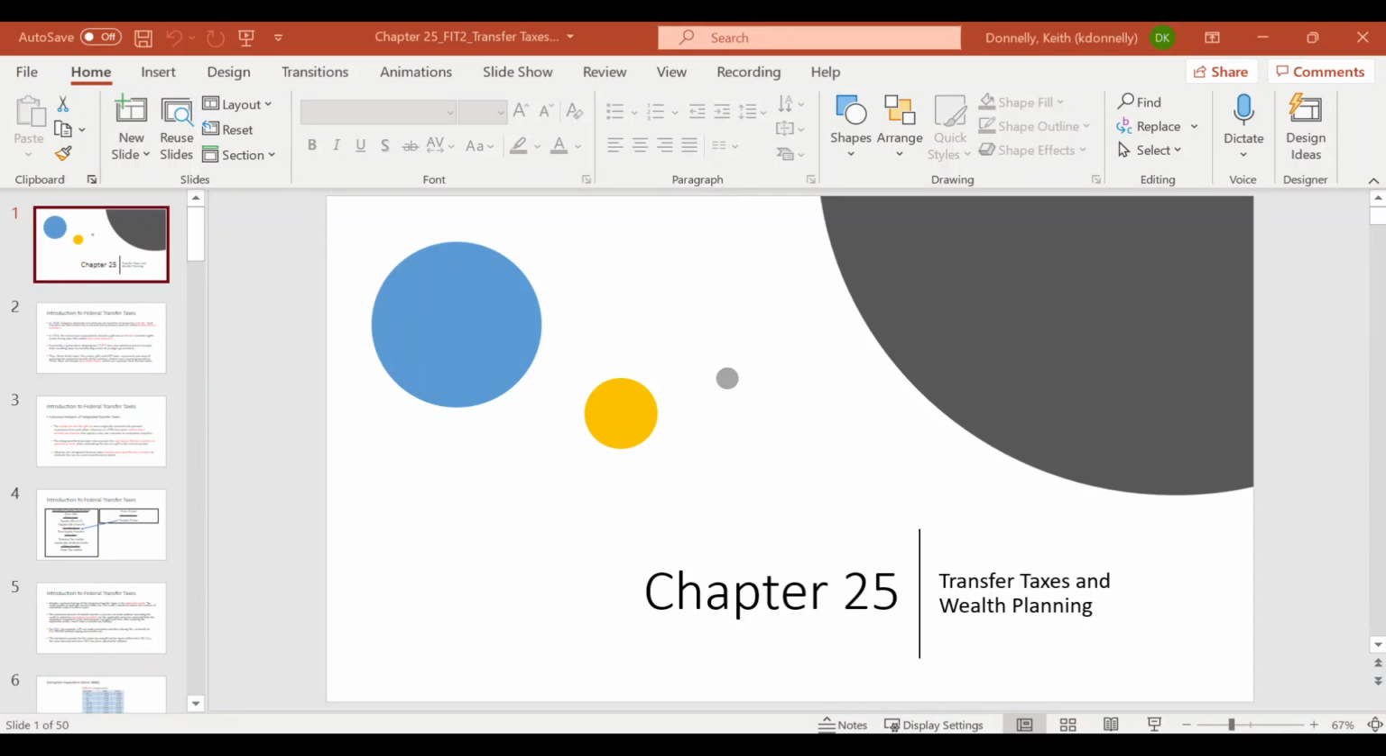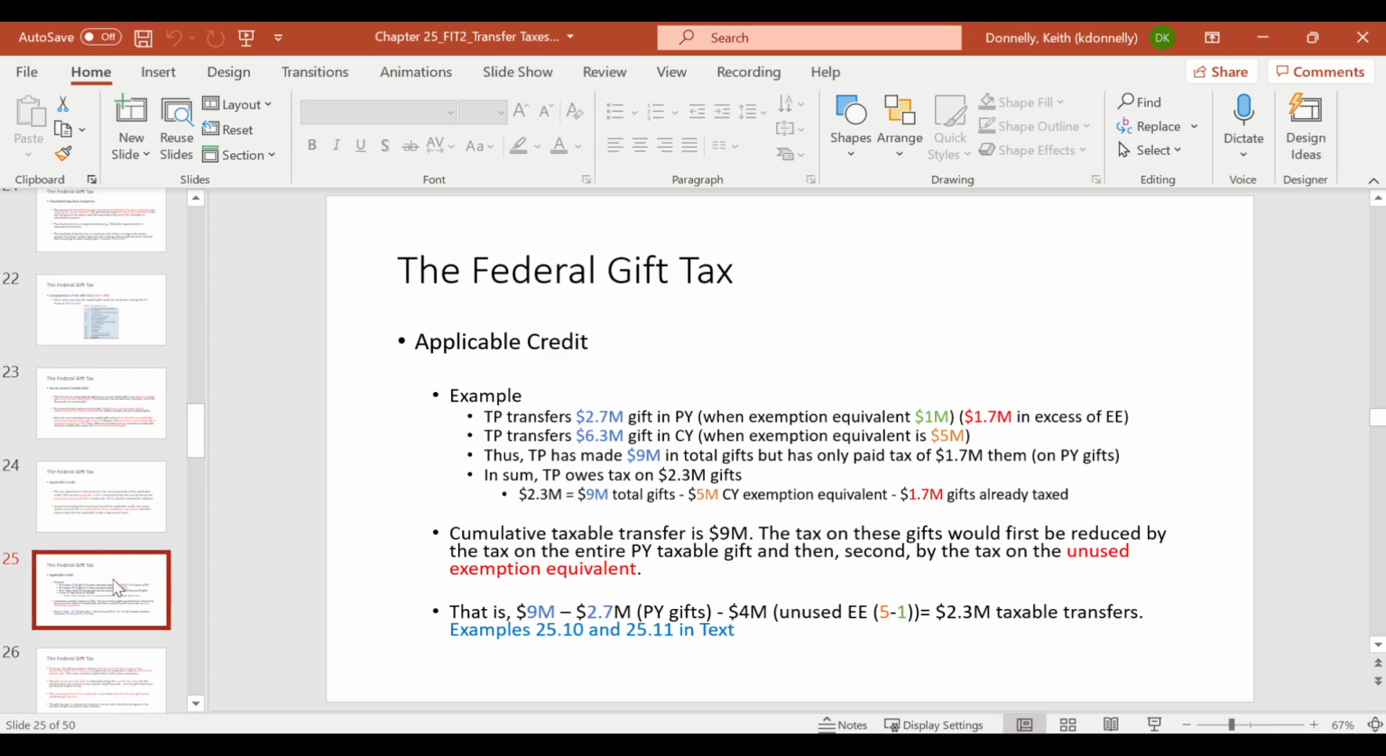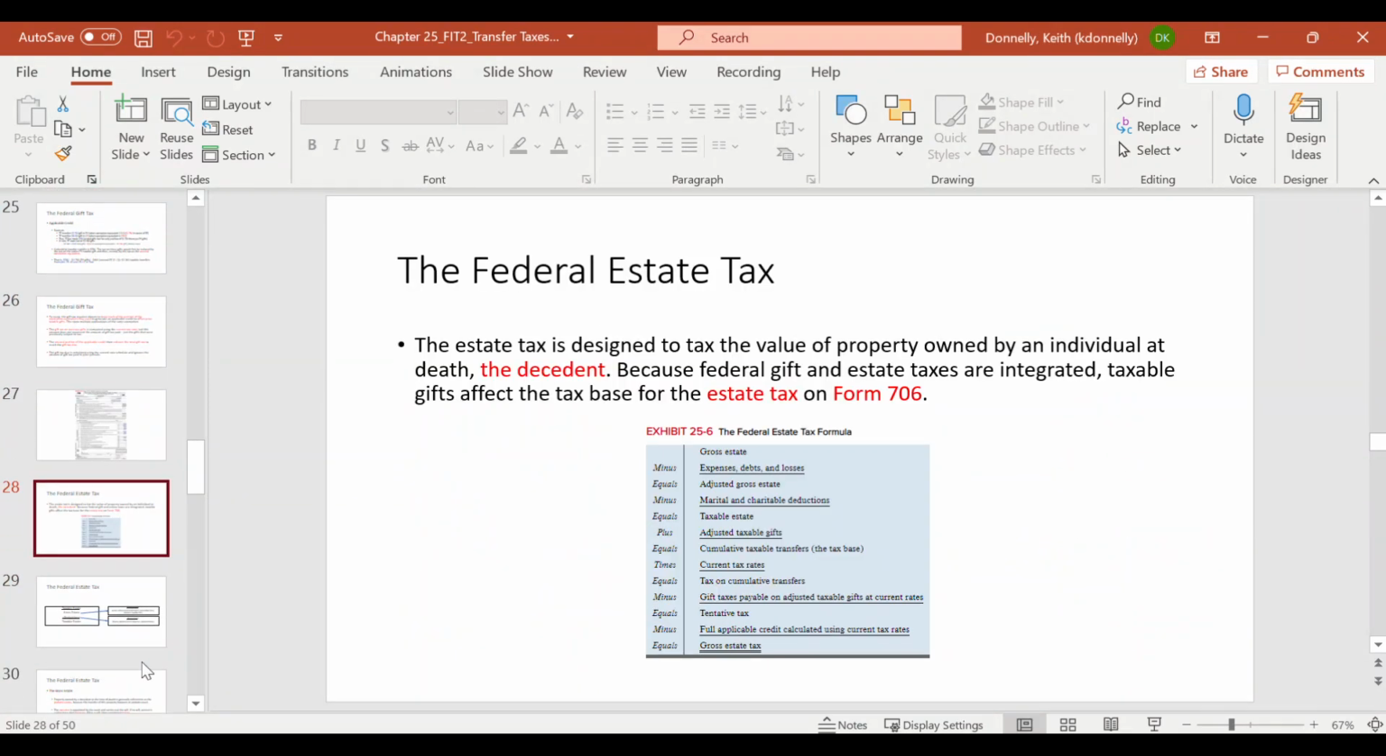Okay, hi everyone. This is going to be the third lecture for chapter 25. So I think we ended right here with the federal estate tax. This is where we're going to be picking it up.